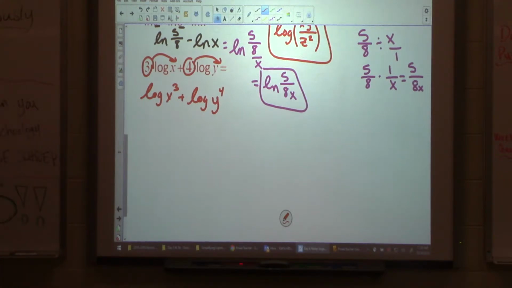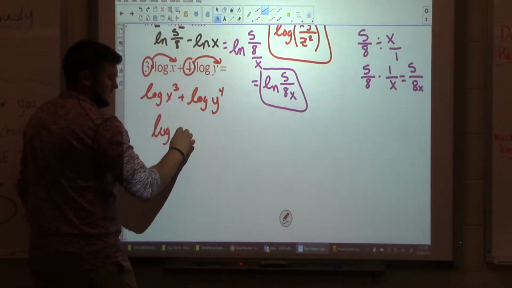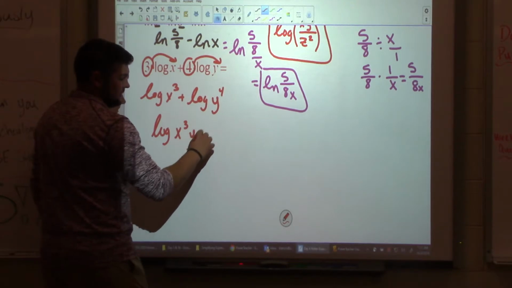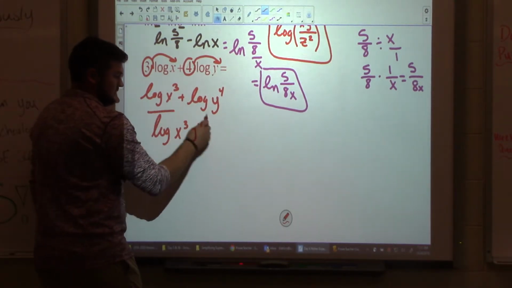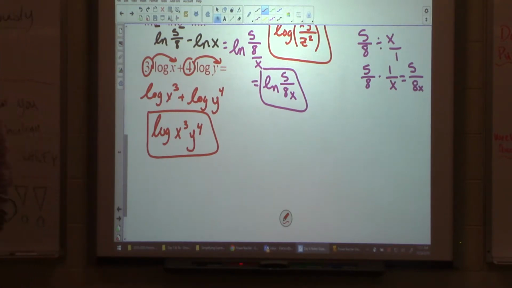Okay, so I did that. Any addition or subtraction? Addition, which is going to turn into multiplication. So log x cubed y to the 4th. And that's fully condensed. I'm on one log. Okay? Does it make a little more sense now?